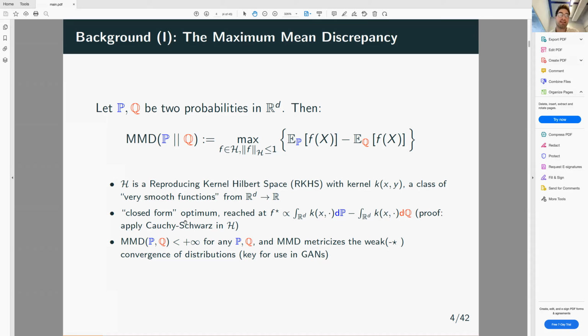So as I said, because of the restriction of this objective to functions with very small norms, the MMD is always finite for any P and Q, for any probability distributions P and Q, and that's a property that's not true for many probability divergences. For example, the KALE is infinite as soon as P and Q have disjoint supports. It's a very technical point, but it turns out to be quite important in generative modeling. The maximum mean discrepancy metrizes the weak convergence of probability distributions, not exactly the weak star convergence, but as I said, it's a small technical point.